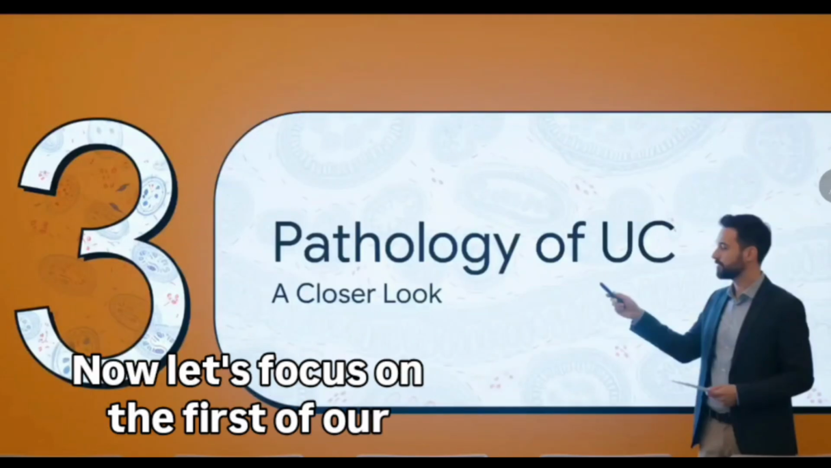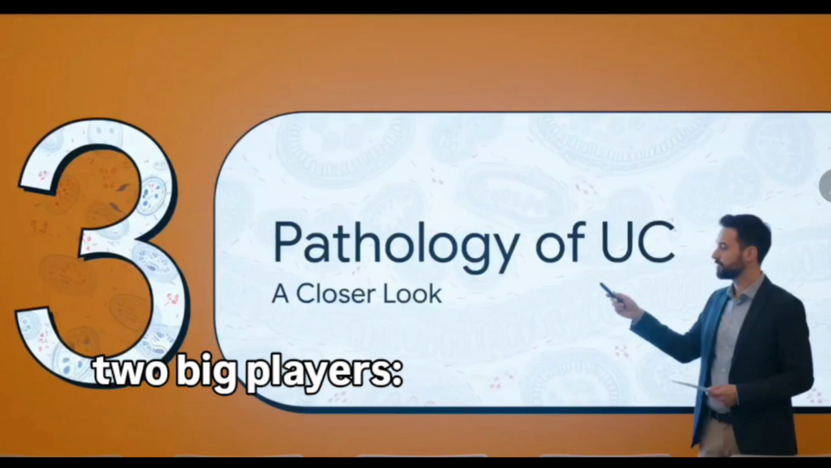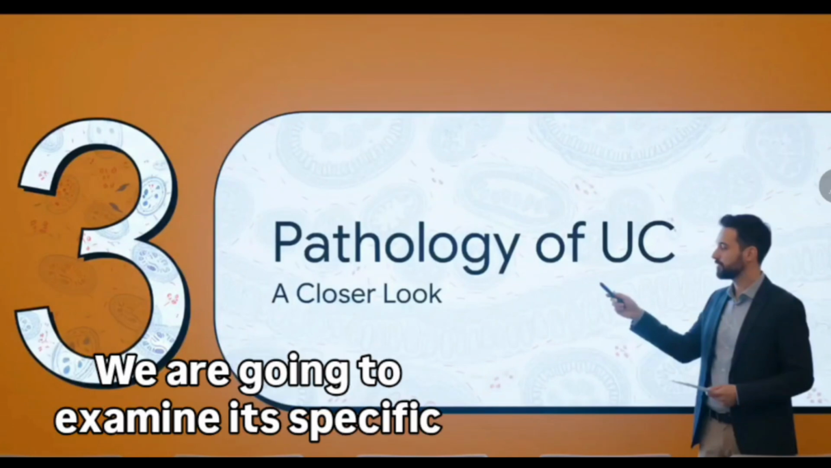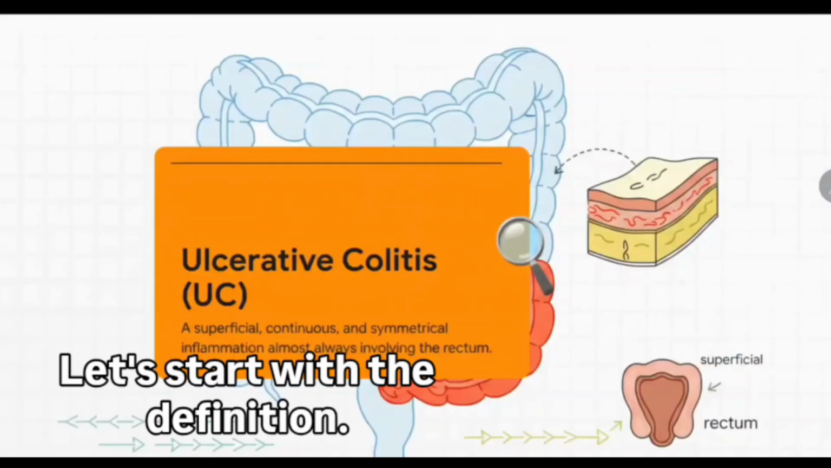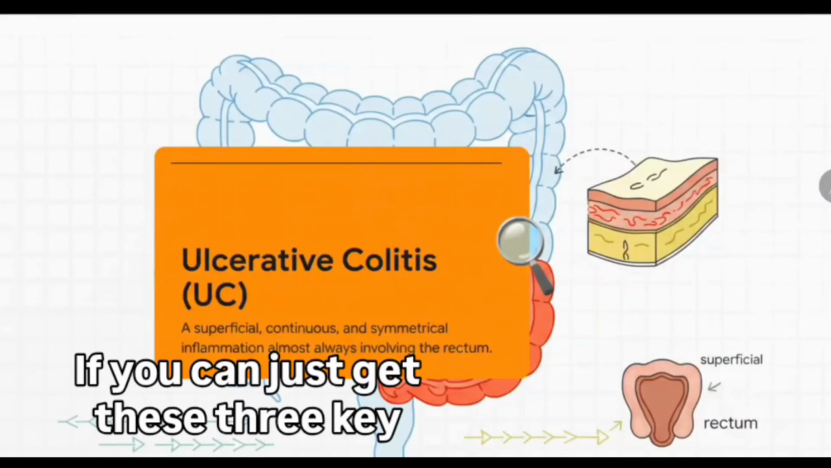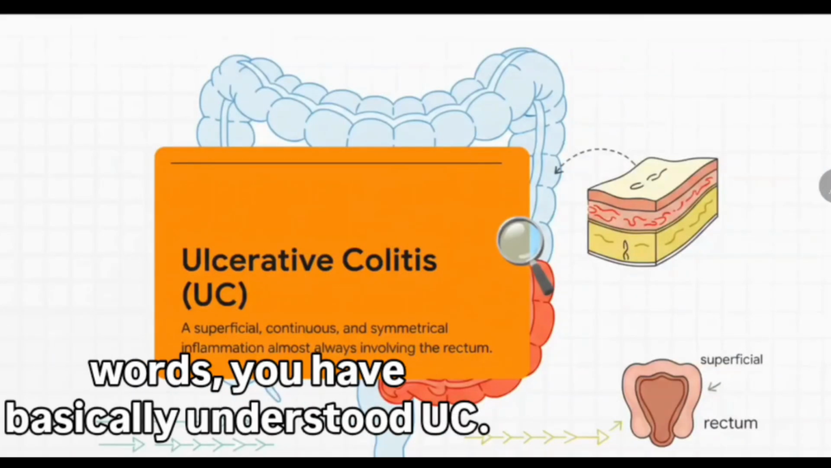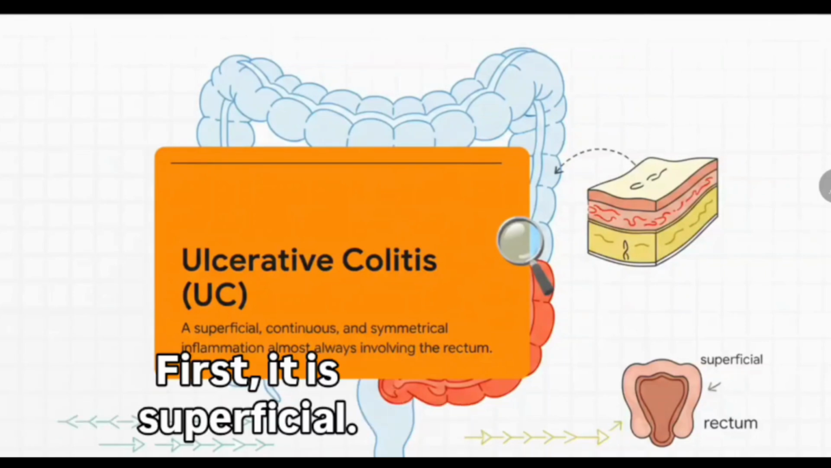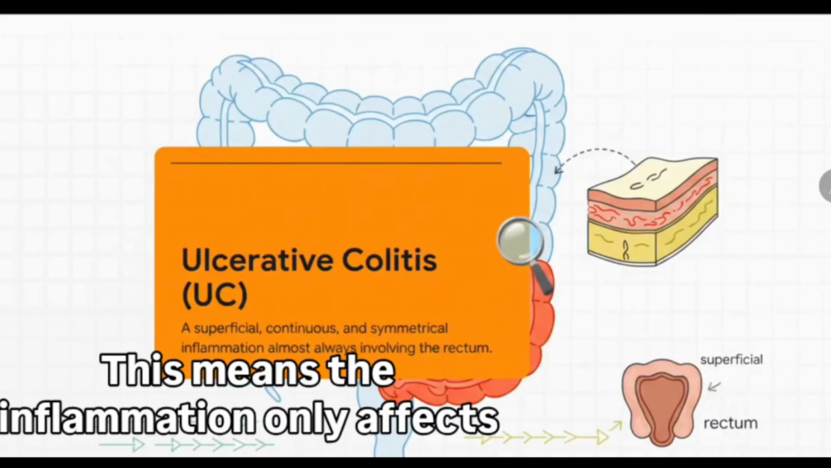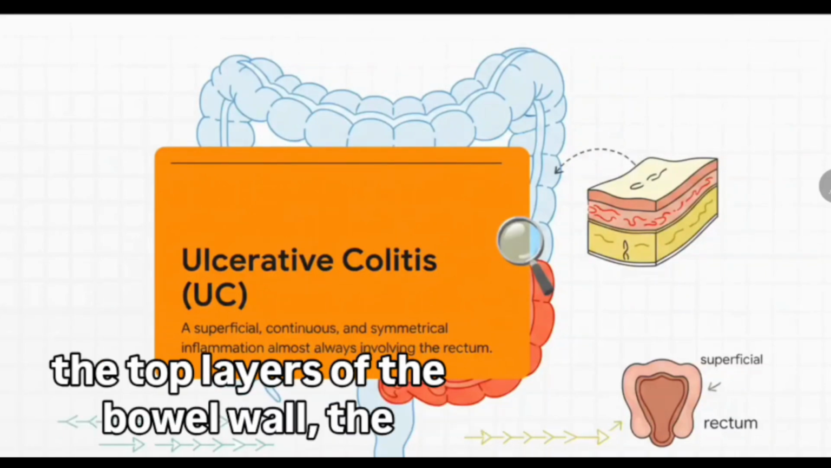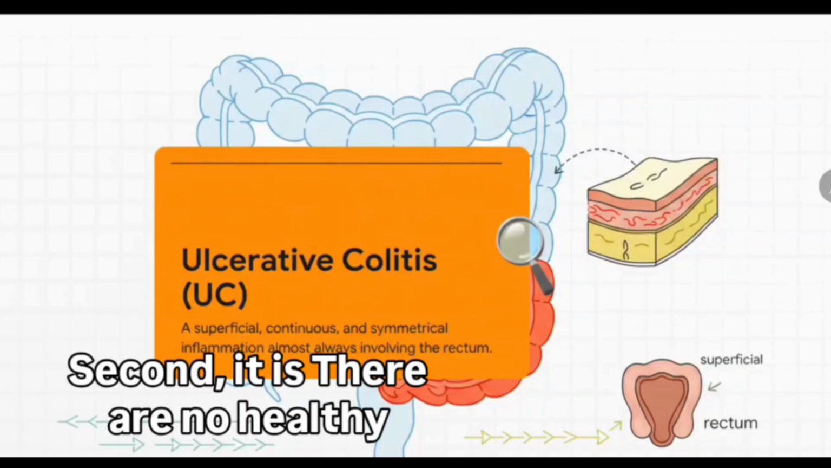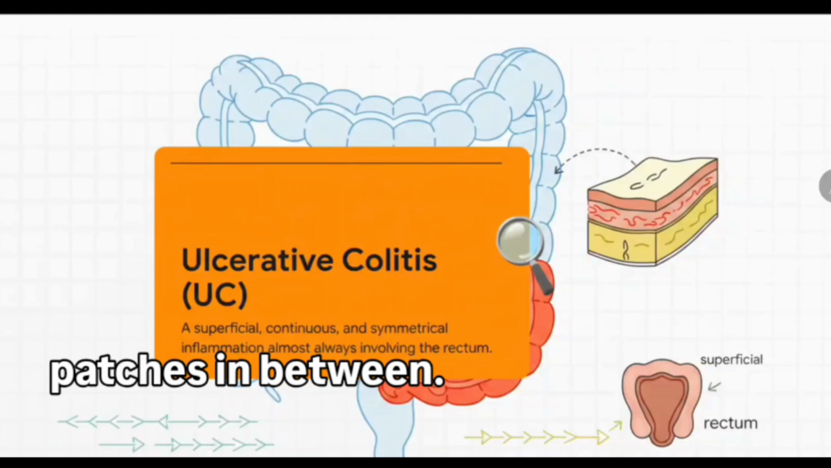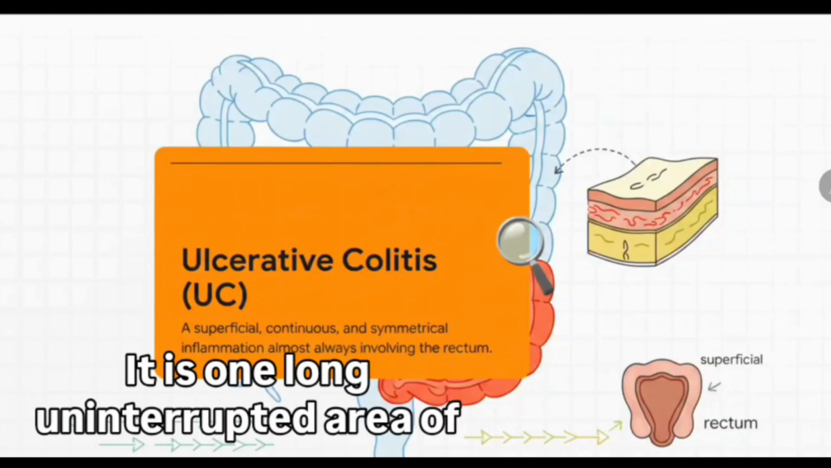Okay, good. Now let's focus on the first of our two big players, ulcerative colitis. We are going to examine its specific pathological features in detail now. Let's start with the definition. If you can just get these three key words, you have basically understood UC. First, it is superficial. This means the inflammation only affects the top layers of the bowel wall, the mucosa and the submucosa. Second, it is continuous. There are no healthy patches in between. It is one long uninterrupted area of inflammation.